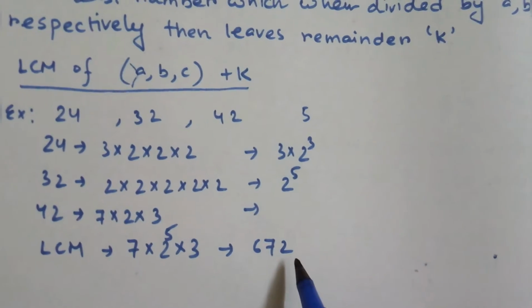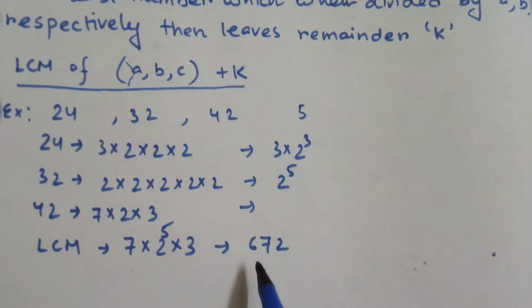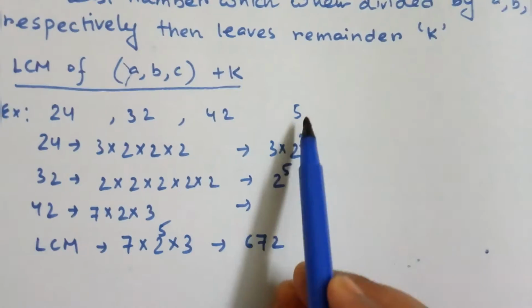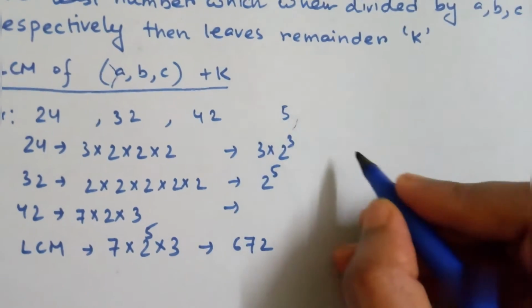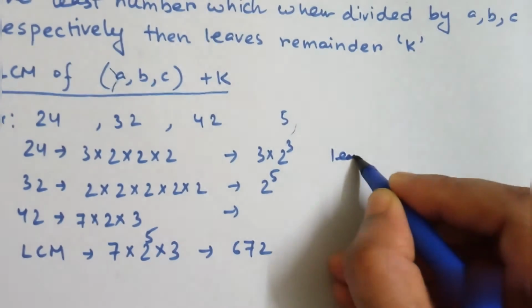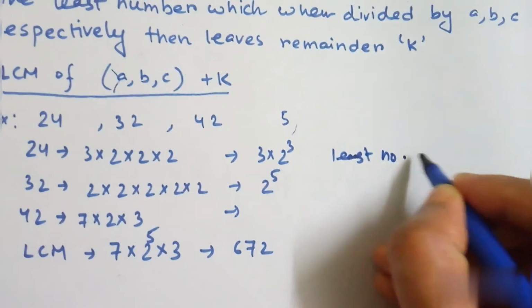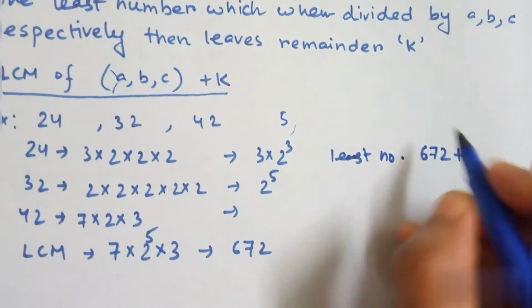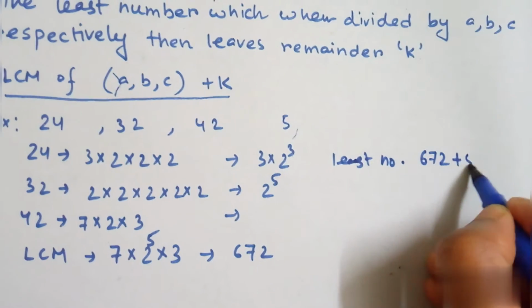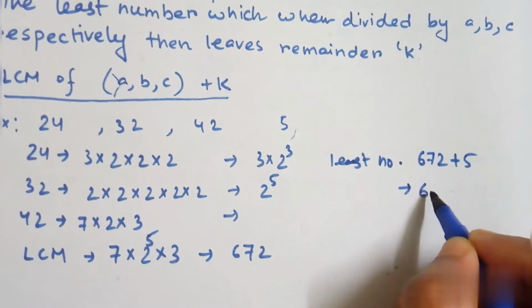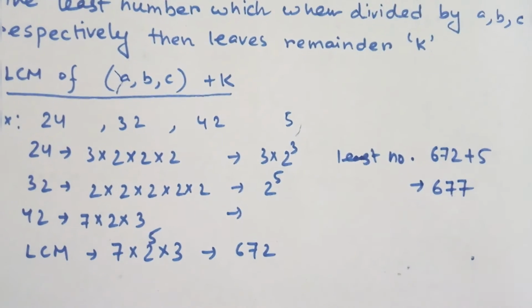This is the LCM, so the least number will be LCM plus the remainder. So the least number will be LCM plus the remainder 5. So the number will be 677.